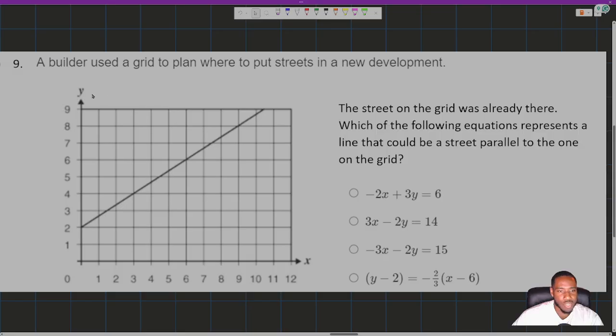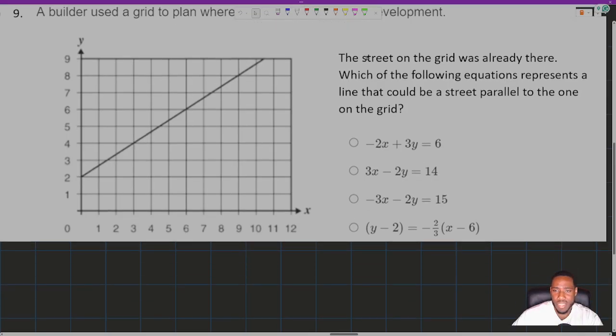Number 9 asks us about a builder who used the grid to plan where to put streets in a new development. They say the street on the grid was already there. Which of the following equations represents a line that could be a street parallel to the one on the grid?